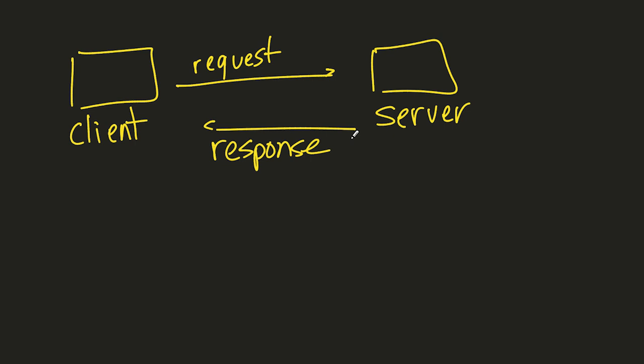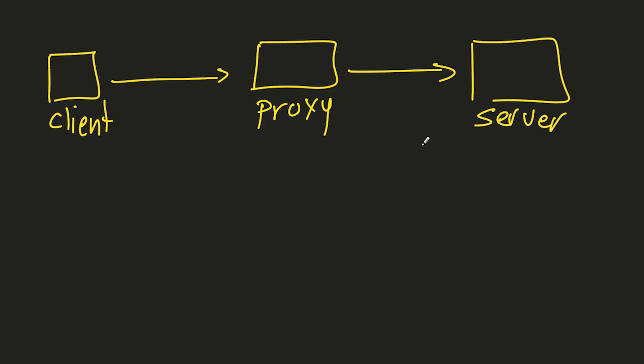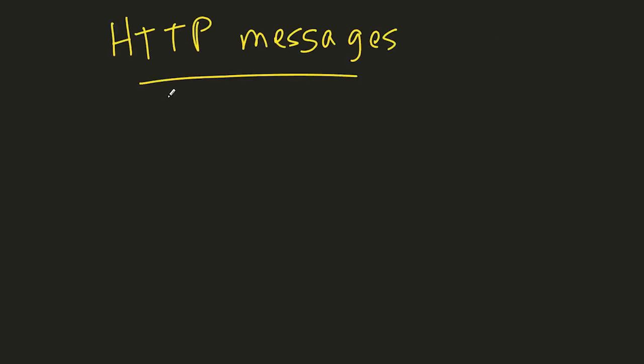called responses. Now, in practice, servers and browsers sometimes don't communicate directly, right? So there could be one or more proxies in between that connection. Now, a connection is often also defined as a virtual circuit. Let's go over the structure of HTTP messages, right?